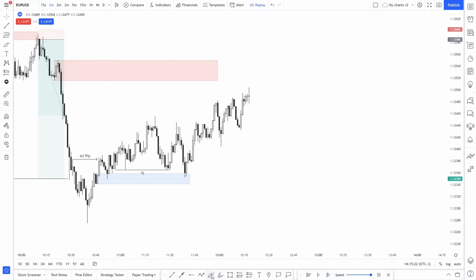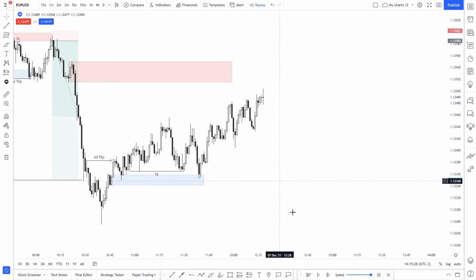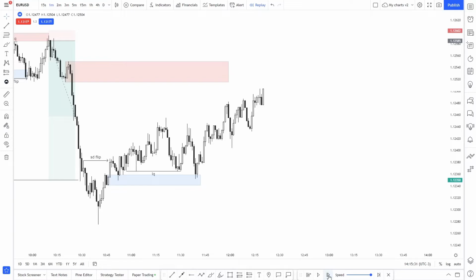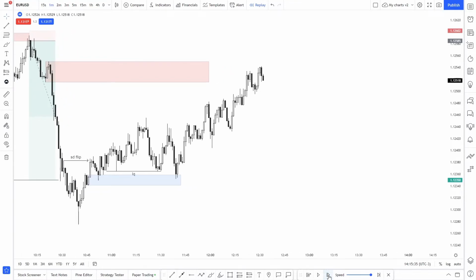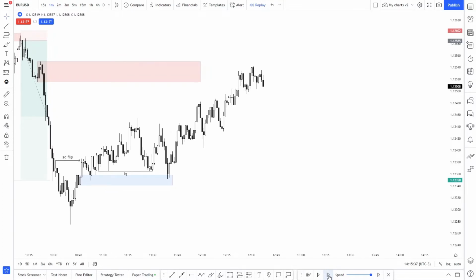But in this case, it decided to take this liquidity, broke the high, mitigated this cause, went higher. At this point, I wouldn't be trading anymore. Does anything pop up on this supply? This man took the liquidity.